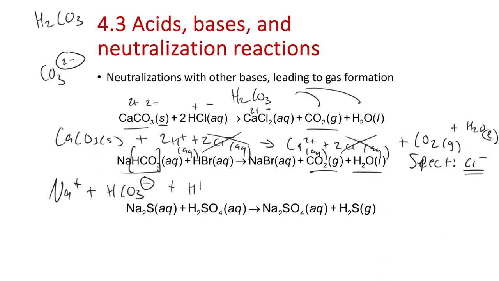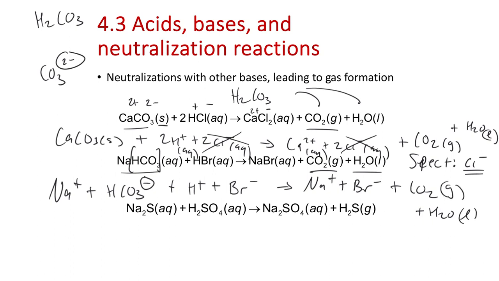HBr is a strong acid, so it's a strong electrolyte in water. And I could write aq tags for all the ions, but I'm going to neglect writing all the aqs in. I'm going to get sodium plus Br minus on the product side, and then plus CO2, and then plus water. I'll add their tags: CO2 gas, water liquid.